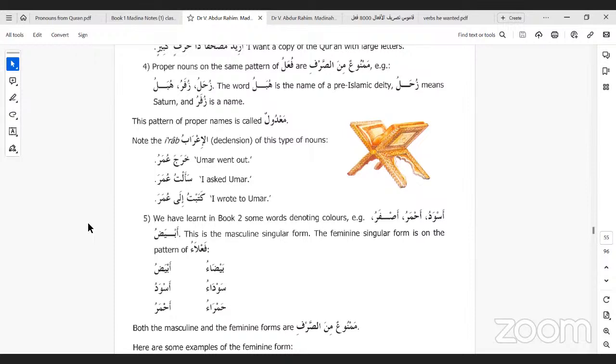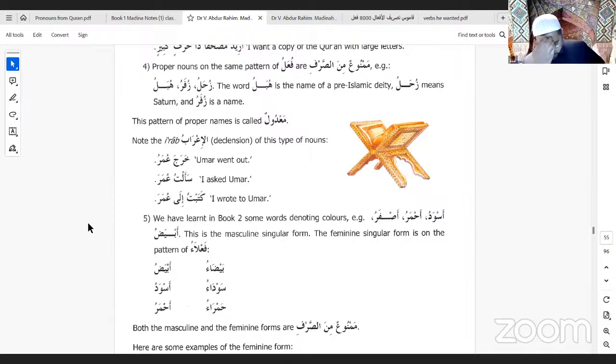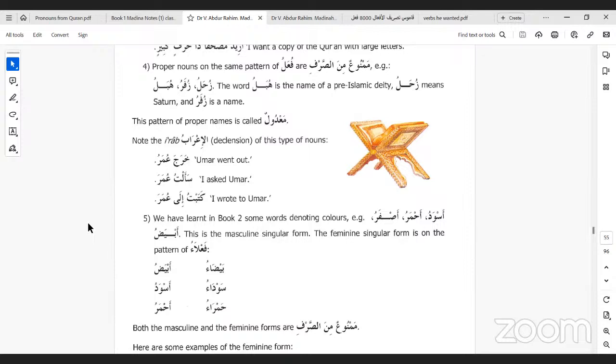Proper nouns on the same pattern of fu'alu are mamnu'un min as-sarf. For example, zuhalu, zufaru, hubalu. The word hubalu is the name of a pre-Islamic deity. Zuhalu means statue, and zufaru is a name. This pattern of proper names is called ma'dulun. Note the al-i'rab declension of this type of nouns.